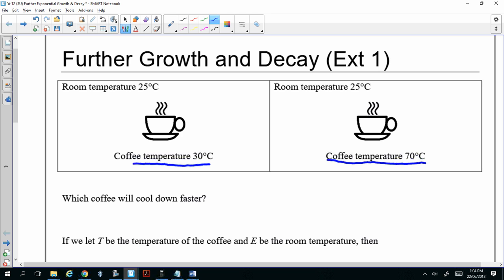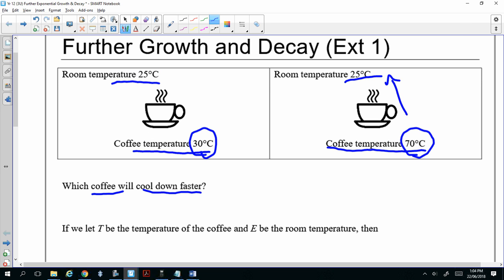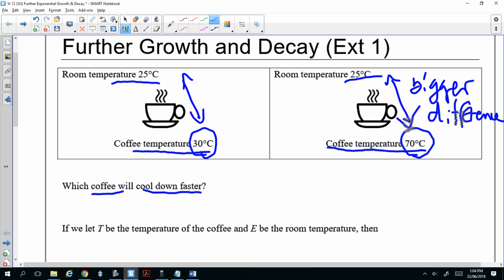And there's two different coffees, the one at 30 degrees and one at 70 degrees, both at the same room temperature of 25 degrees. And the question is, which coffee will cool down faster? The hotter one or the cooler one? The hotter one, right? Because it makes intuitive sense, because there's a bigger temperature difference, and it should cool down faster than the one with almost the same temperature, right? So we expect the 70 degrees coffee to cool down faster.